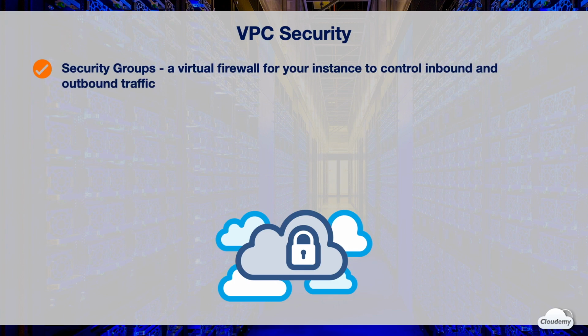When you launch an instance in a VPC, you can assign up to 5 security groups per network interface. Security groups act at the instance level, not the subnet level.